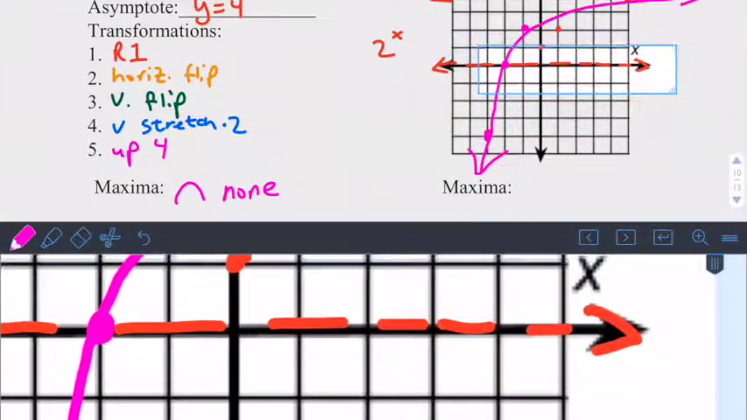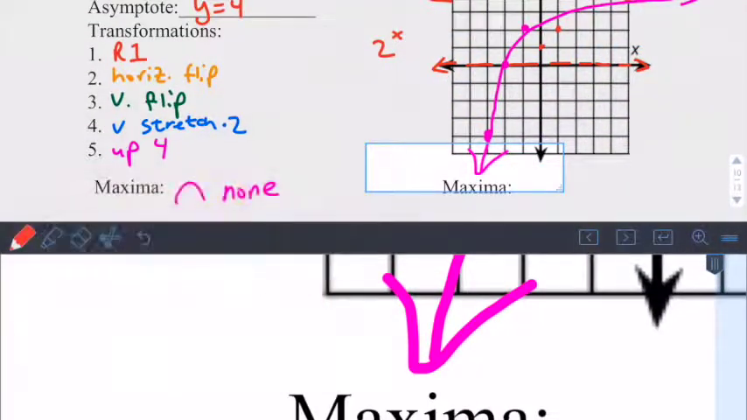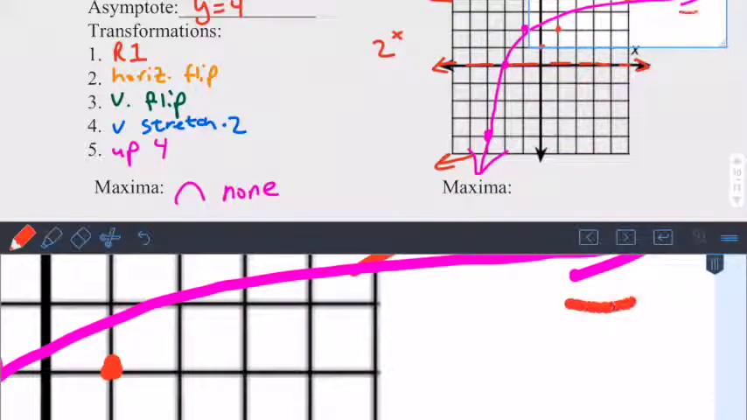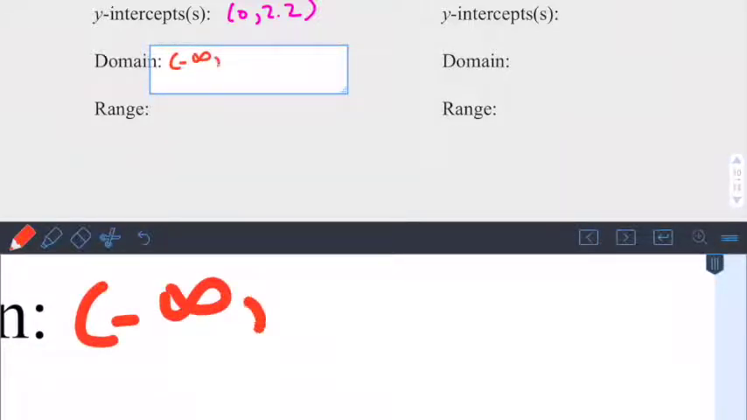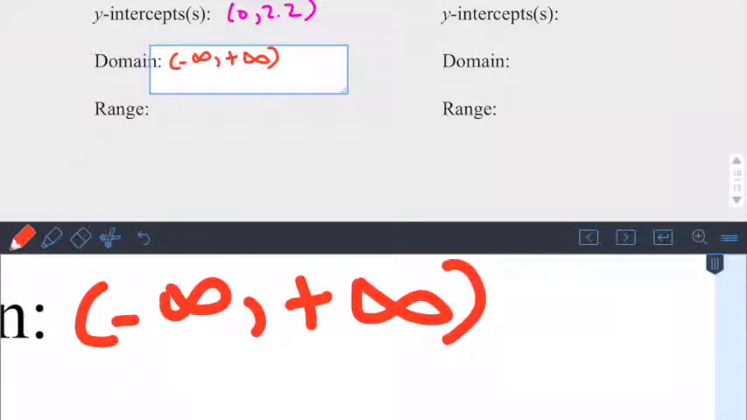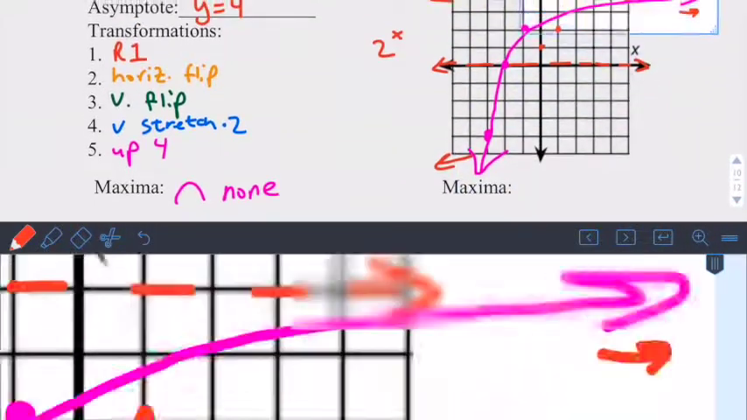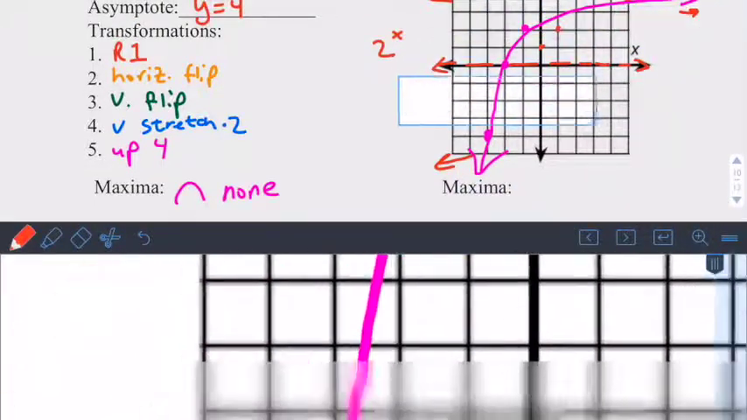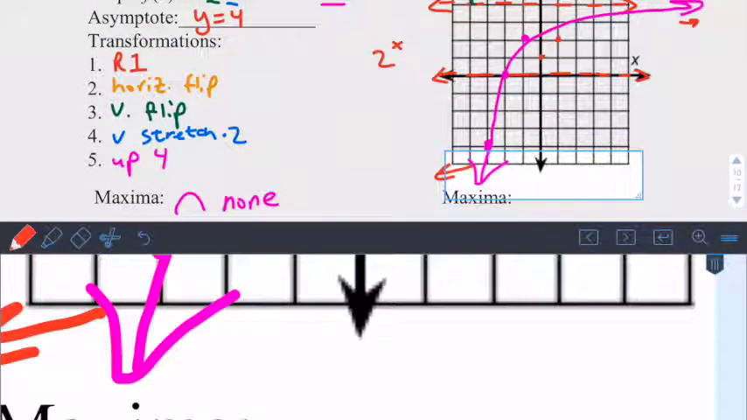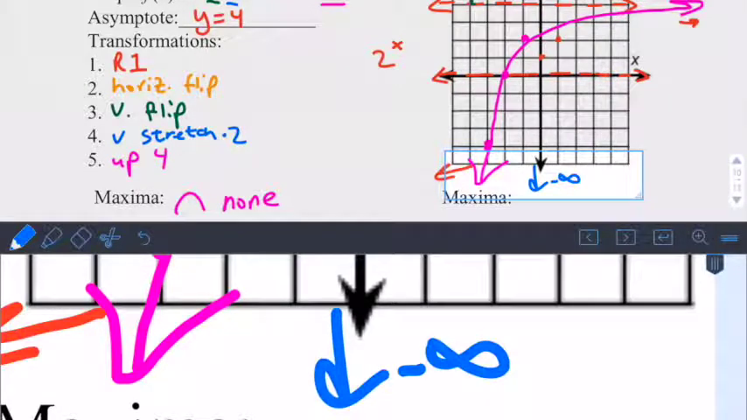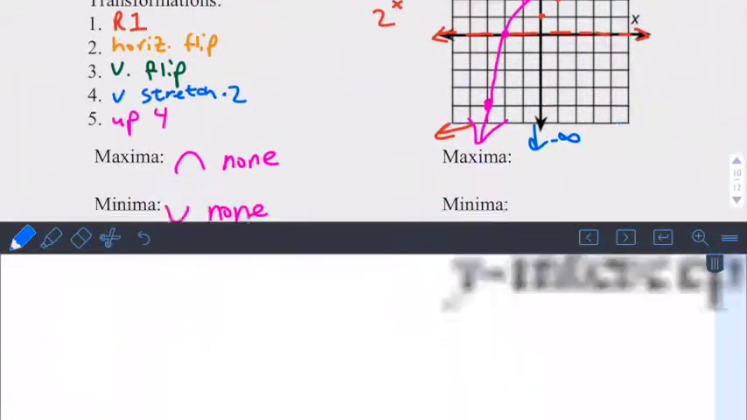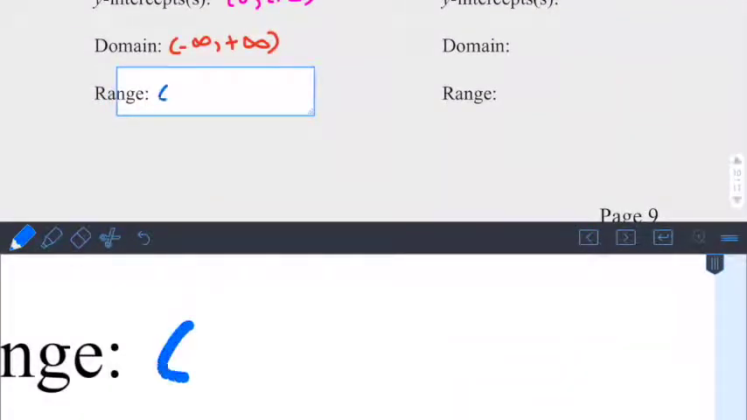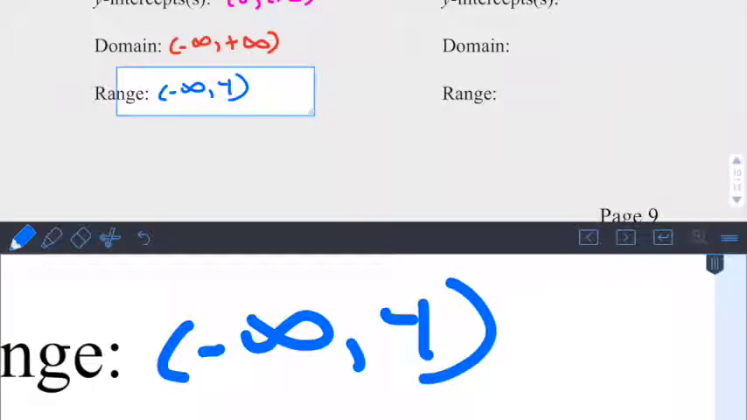Domain, well, the graph goes all the way to the left, right? My end behavior, it keeps going to the left forever, and it keeps going to the right forever. So my domain is negative infinity to positive infinity. My range is going to be different because I have this asymptote. You see how it goes down forever? So negative infinity, and then it stops here at 4. It's never going to go past 4. So our range is from negative infinity until 4.